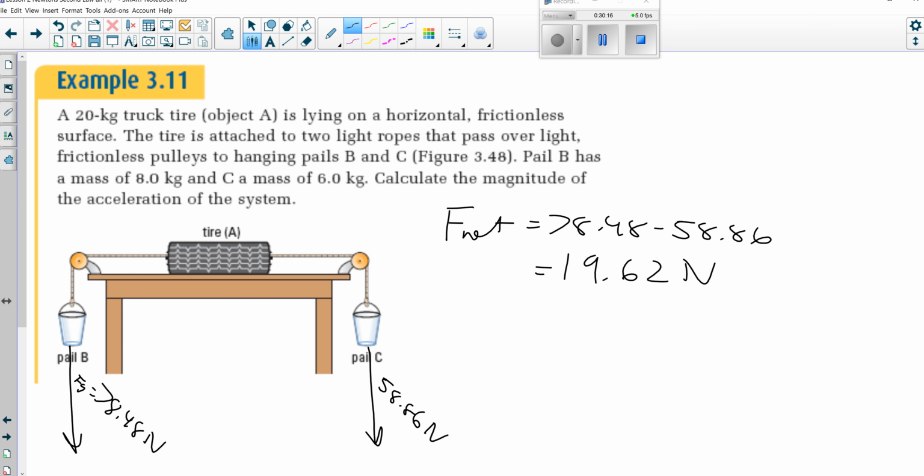Don't be impressed, I wasn't doing that in my head, that's like memorization. They're 2 kilograms different, which means they're 20 newtons different, 19.62 newtons.